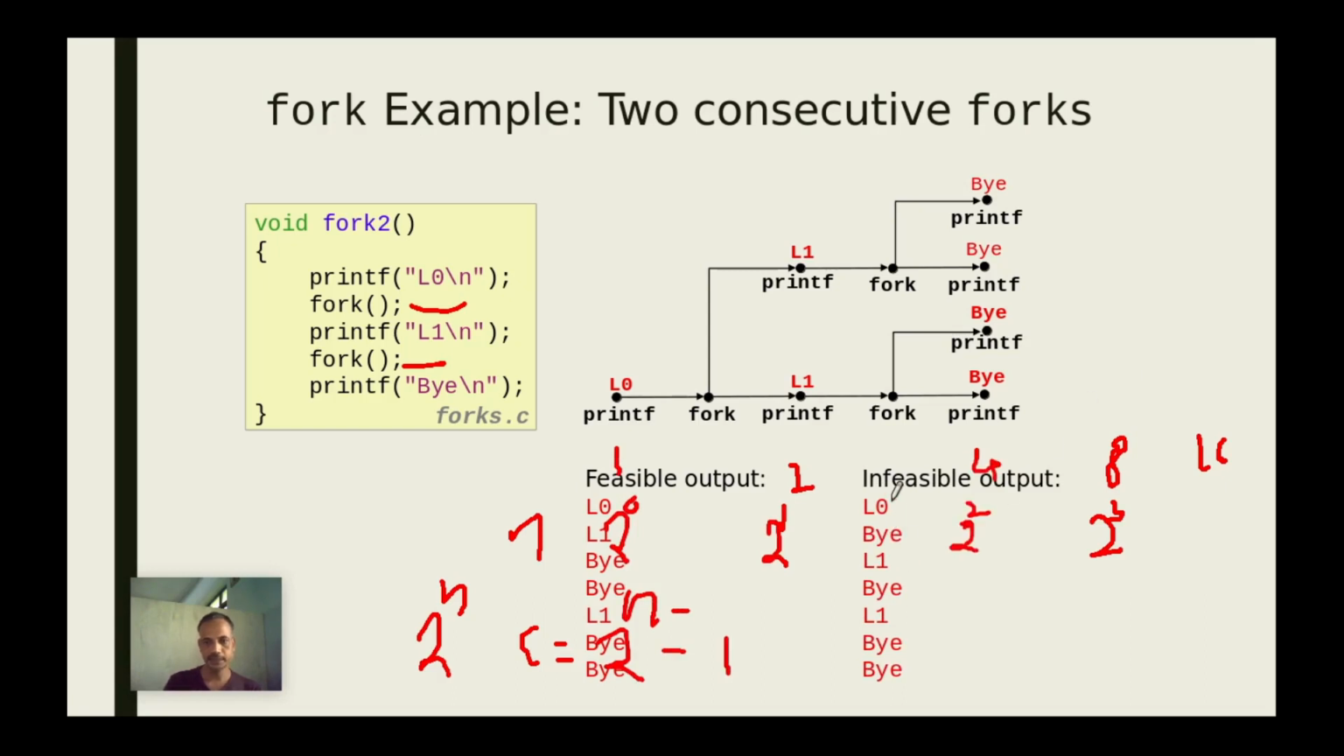This is infeasible. Why is it infeasible? Because the first message L0 is correct, the second message is bye. Now this bye can't be printed here. Why can it not be printed here? Because after a fork system call, there are two statements here, L1 and L1. So L1 must be printed after L0. Bye will be printed only when the second system call is executed. But before the second system call, there is an L1 message. So that's why bye should be later than the L1. So L0, bye, L1 is invalid.